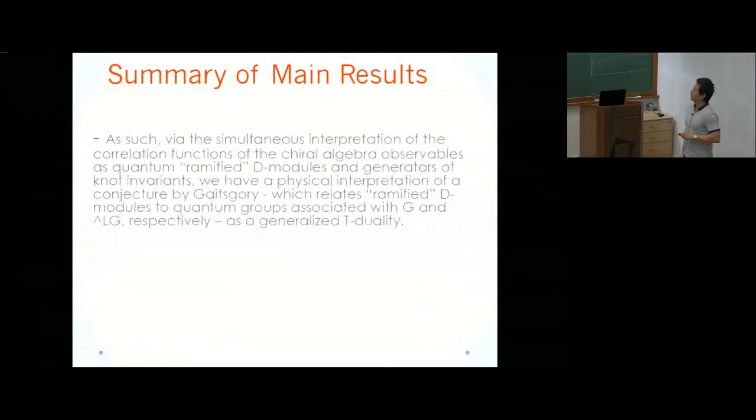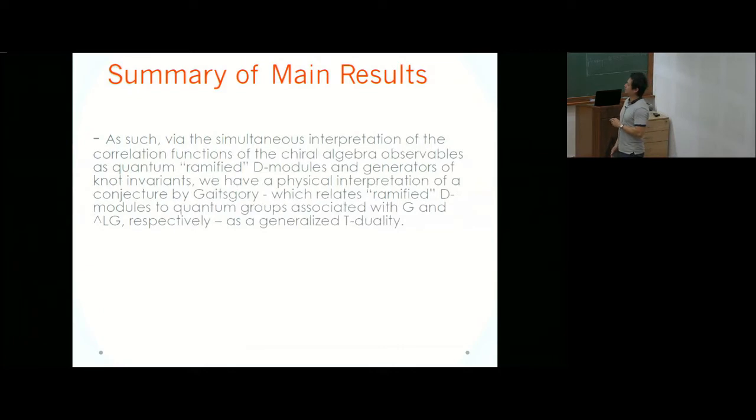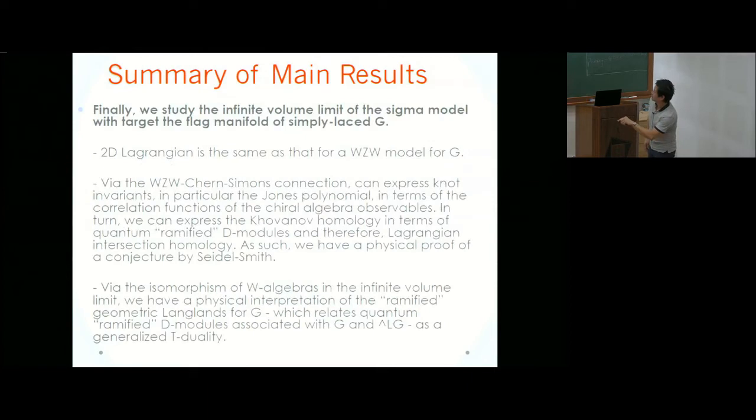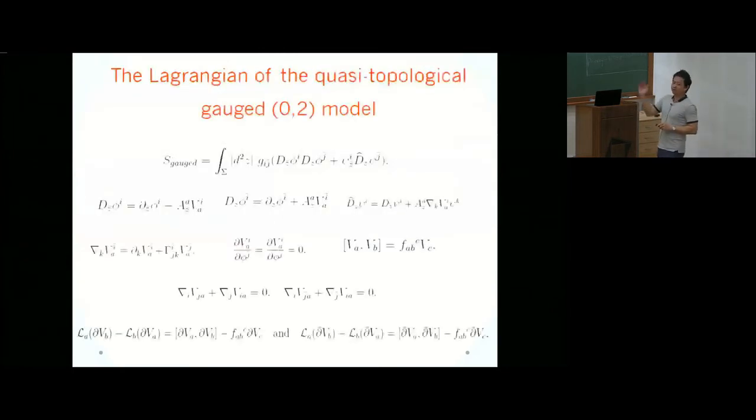And as a result, we would be able to give a physical interpretation of some conjectures by Gaitsgory, which relates ramified D modules to quantum groups and such. And also by Seidel and Smith, this is a very interesting conjecture. You have Khovanov homology on one side, and then you have Lagrangian intersection Floer homology on the other side. So that's interesting. Right, so the physics.